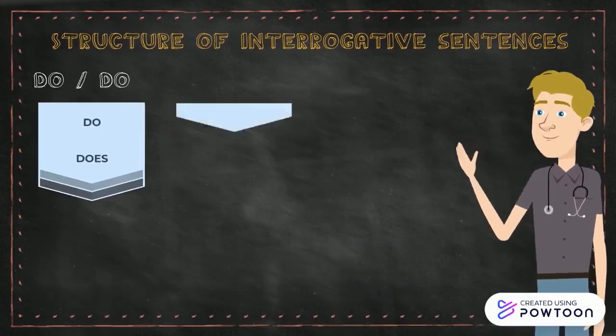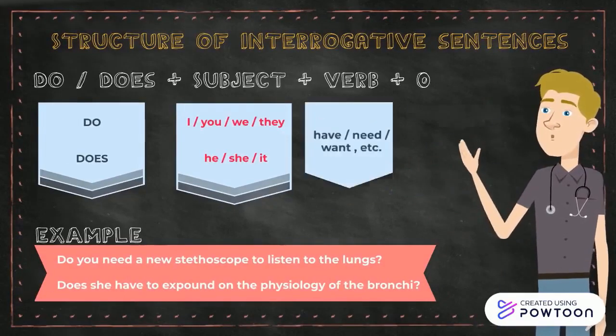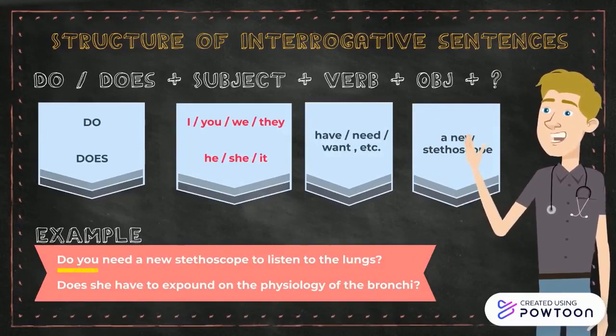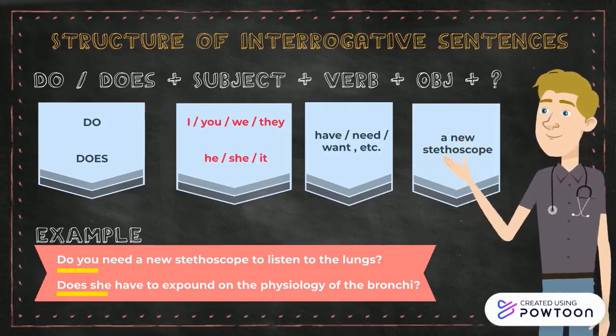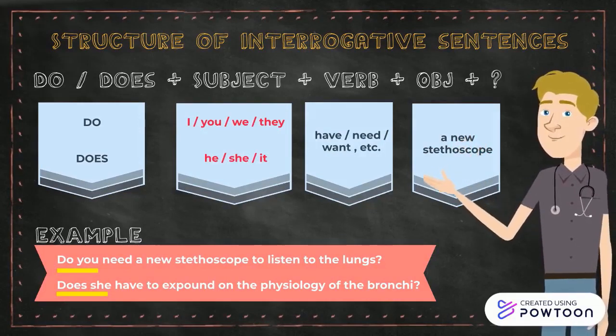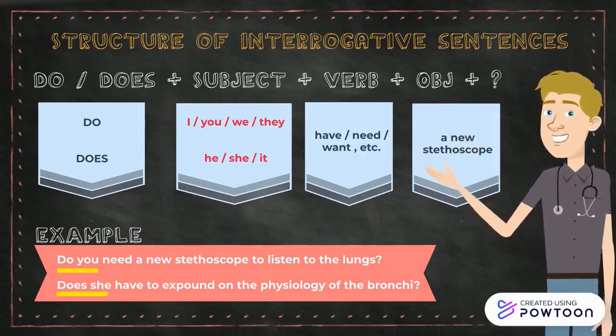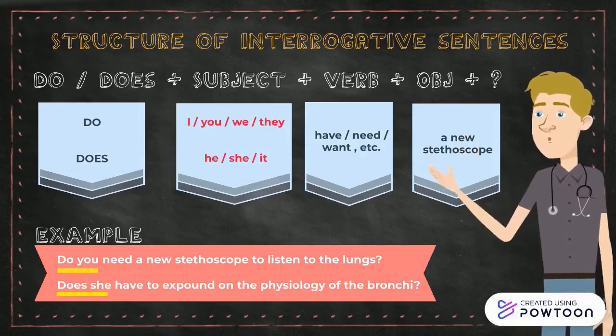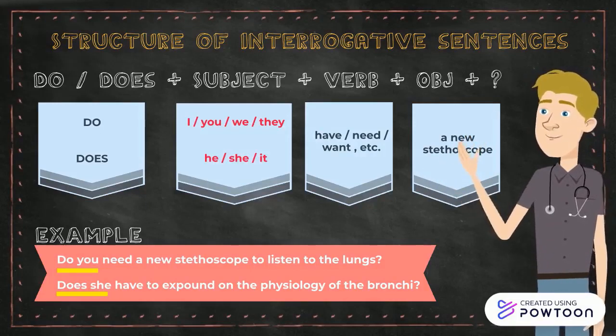Structure of interrogative sentences in the present simple tense. Do or does plus subject plus verb plus object. Do with the subject I, you, we, they. Does with the subject he, she, it. Verb, example: have, need, want, etc. Object, example: a new stethoscope.